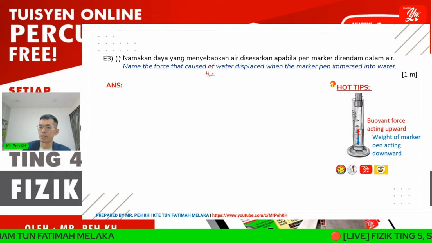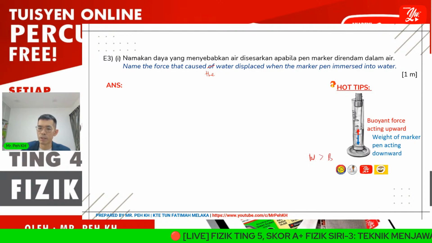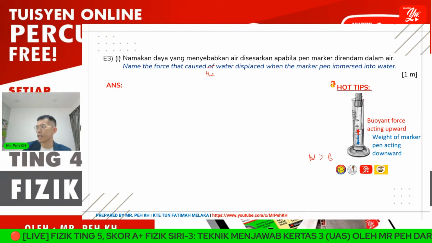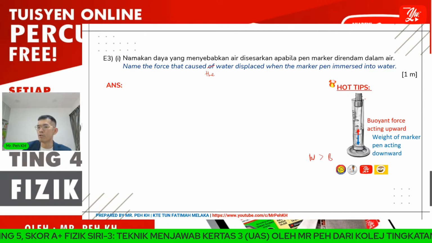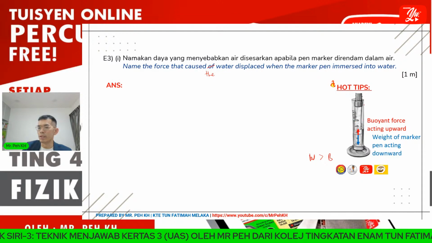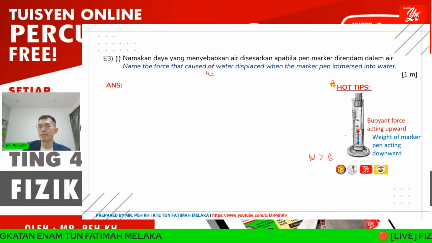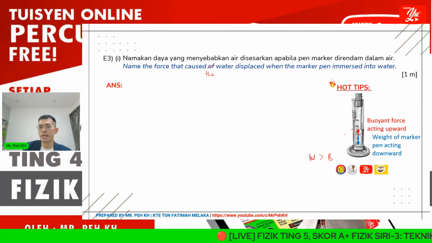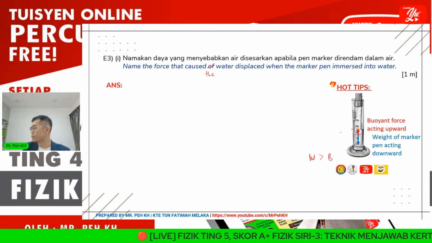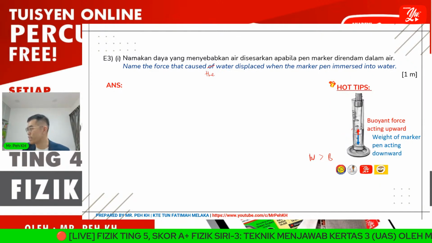So this is because the weight is greater than the buoyant force. However, if you are holding the marker pen and you immerse it into the water, the buoyant force can actually be calculated through the volume of water displaced. That means the volume of water displaced indicates the force added here, which is the buoyant force. How to write it? The next question comes here already.